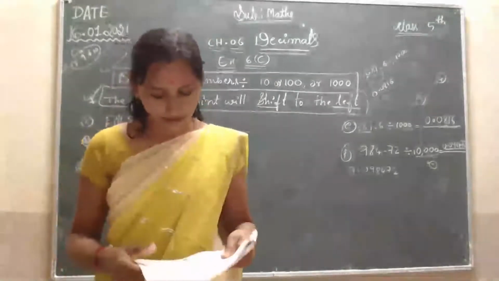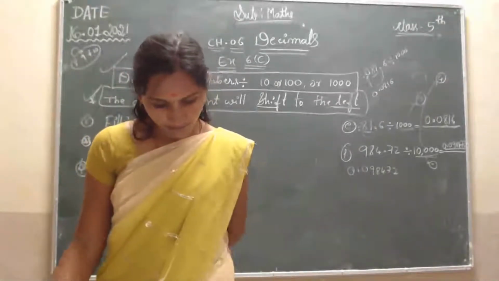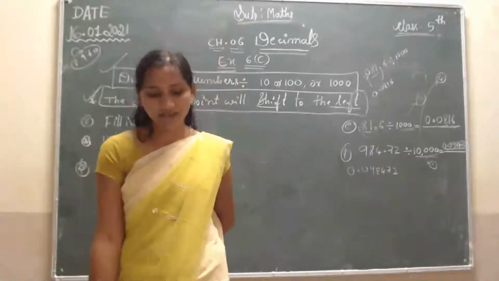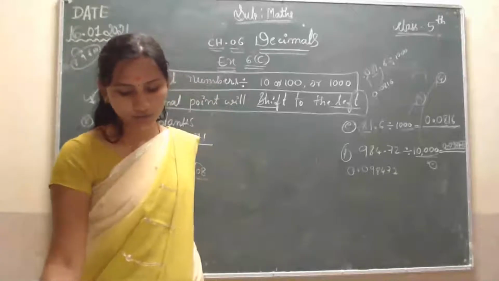Okay. So next, students, what is the next one? That is number 9, the divide. So 9 is a divide. The remaining questions you have to solve at home.